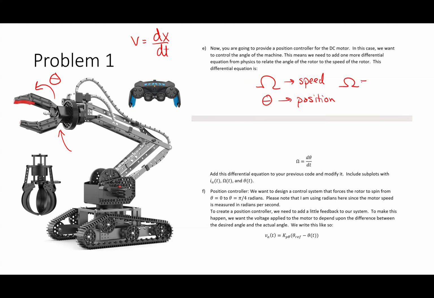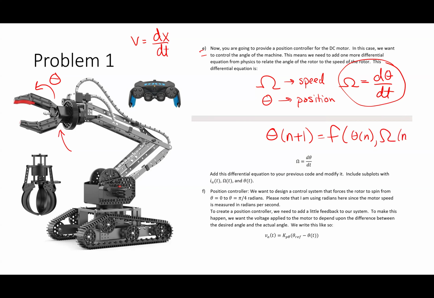Rotationally, I just have that omega equals d theta by dt. Now, what I'm asking you to do in part E is add this differential equation to your simulation, which is to say that you would have another equation, theta of n plus 1, which will be a function of theta of n and omega of n, right? So basically, you'll add one more differential equation and you'll redo your simulations. Pretty straightforward what I'm asking you to do there.